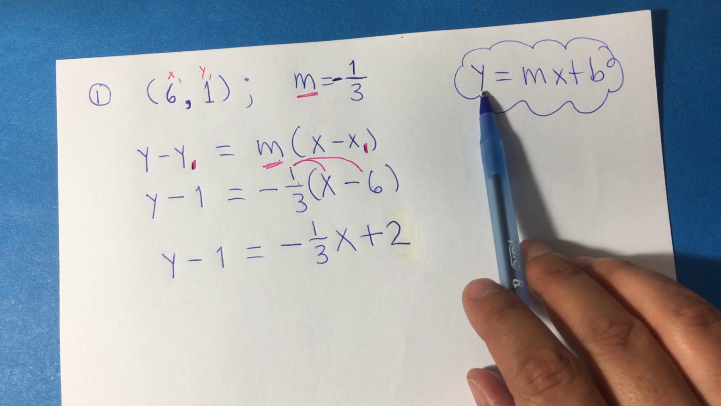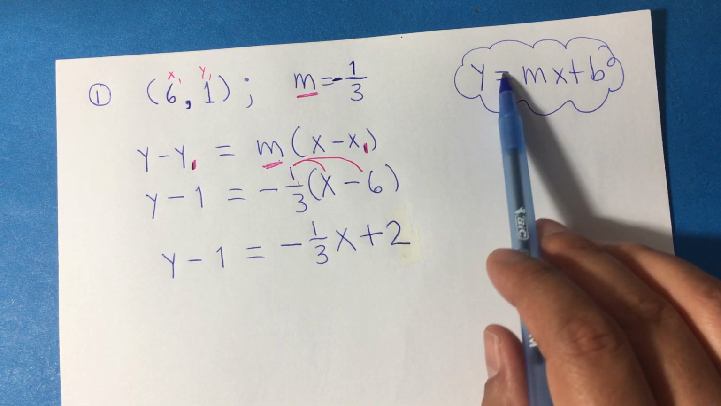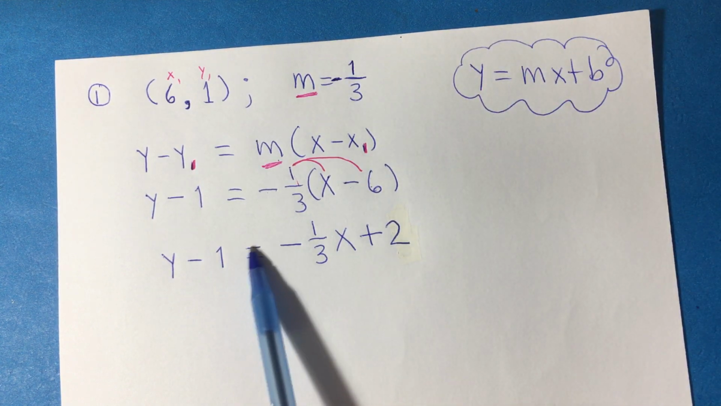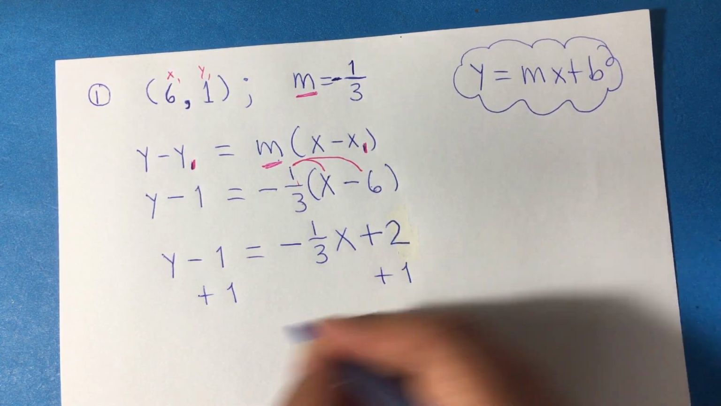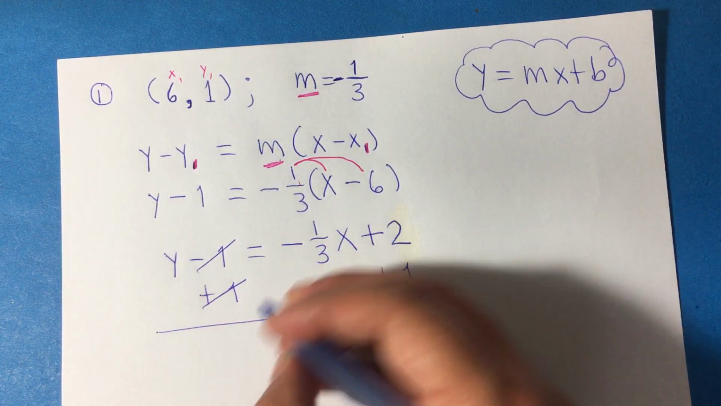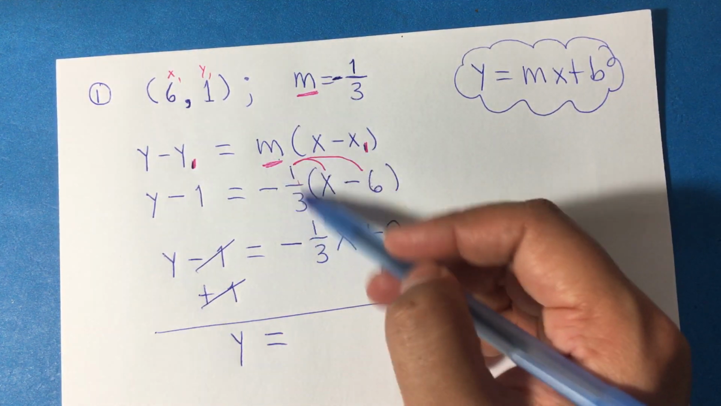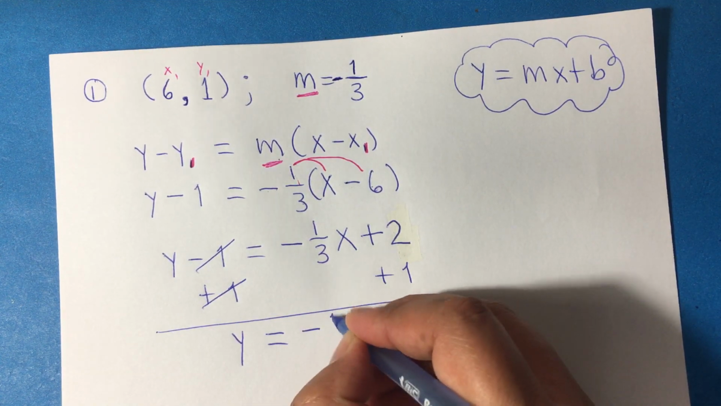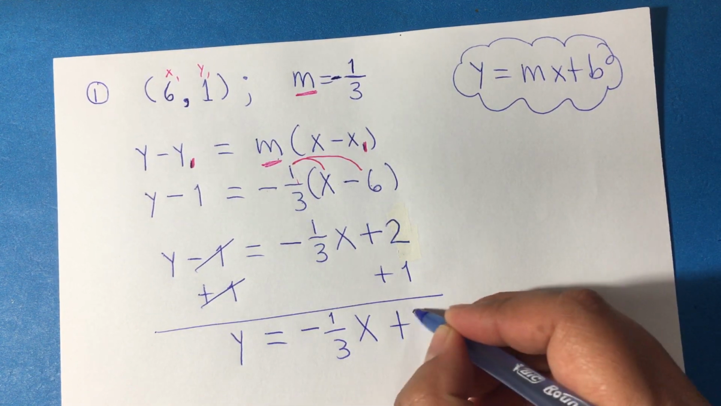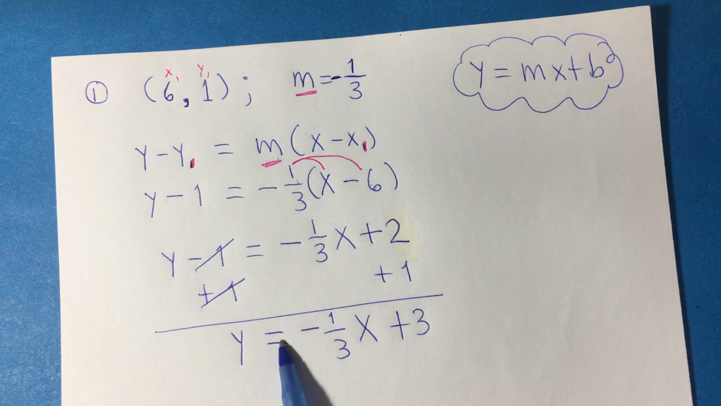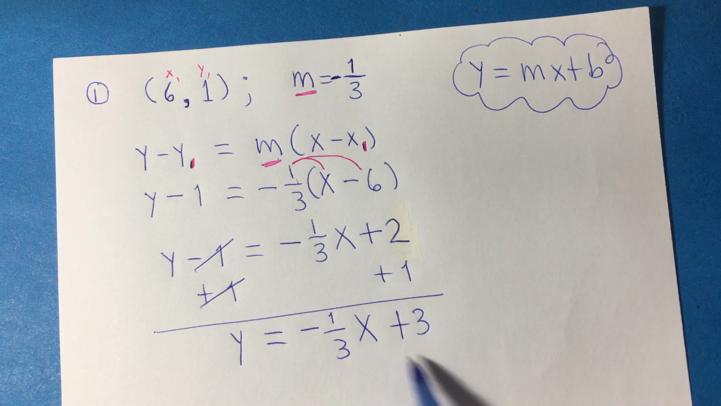The next step to leave it in y equals mx plus b is cancel this one. Y has to be isolated before the equal sign. So if we're subtracting 1, the opposite is to add 1. This cancels and you get y equals the slope. If you notice, the slope stays the same throughout. So negative 1/3 x. 2 plus 1 is 3. And so yeah, now you have y equals mx plus b. So this is my slope and this is my initial point.